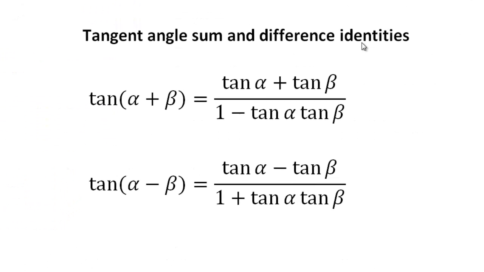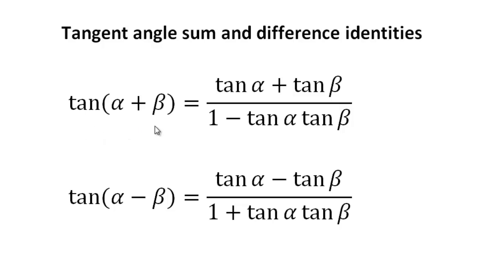So in the end, the tangent of alpha plus beta is equal to the tangent alpha plus tangent beta over 1 minus the tangent of alpha times the tangent of beta. And the tangent of alpha minus beta is equal to the tangent of alpha minus the tangent of beta over 1 plus the tangent of alpha times the tangent of beta. So we've proven the tangent angle sum and difference identities.